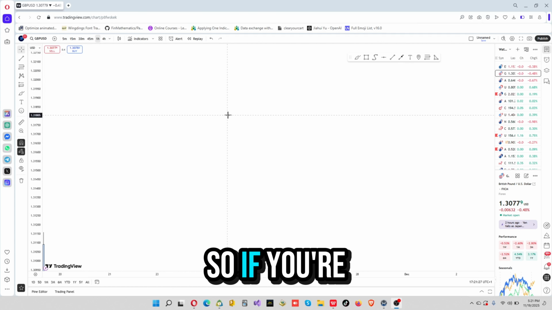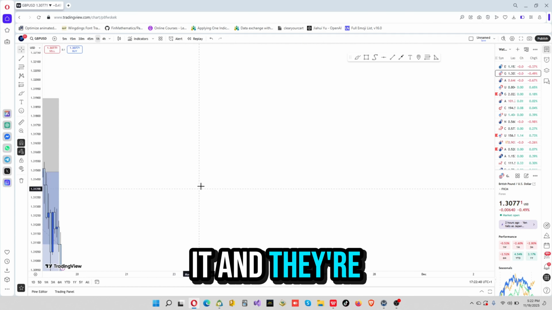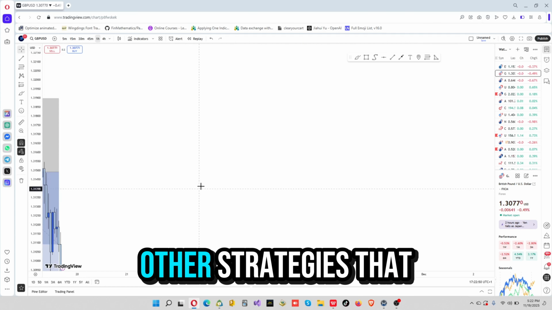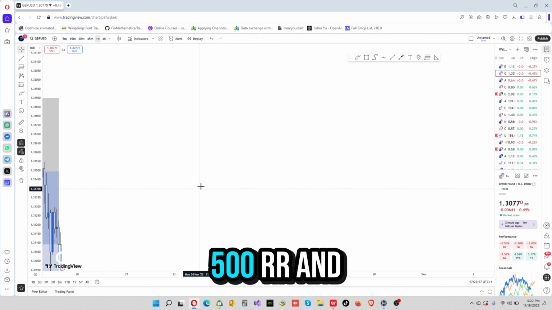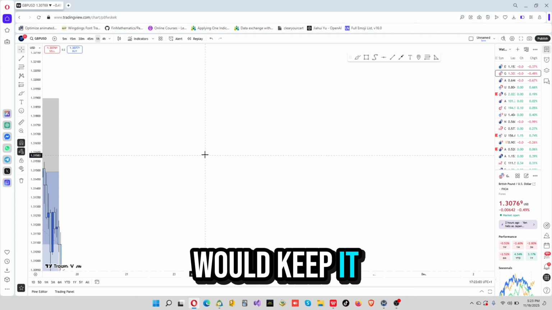So currently now I'm on TradingView, and I would show you the trade I took and I also show you the MT5 execution. But one thing I want you to know is that those basic concepts we were taught in trading, candlestick patterns, chart patterns, they work. Indicators work too. Or people leave it and they are chasing other strategies that they believe would give them 1:200 RR, 1:500 RR, and all that stuff. But I like to keep it simple, and I hope you too would keep it simple.